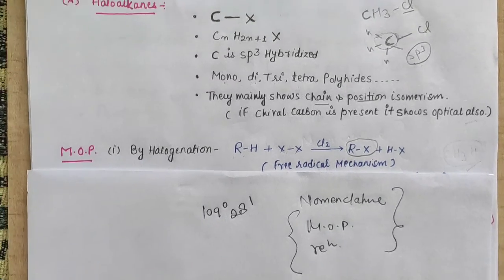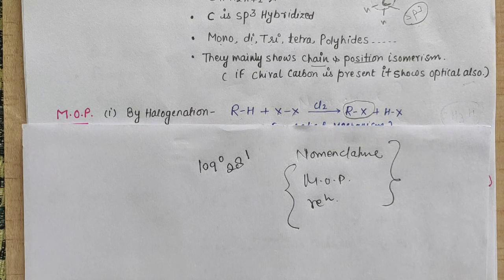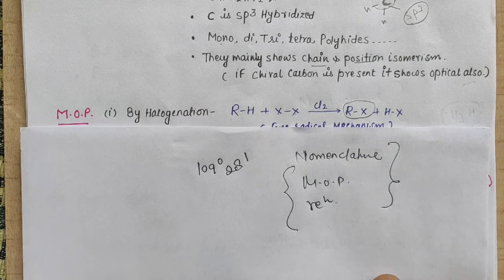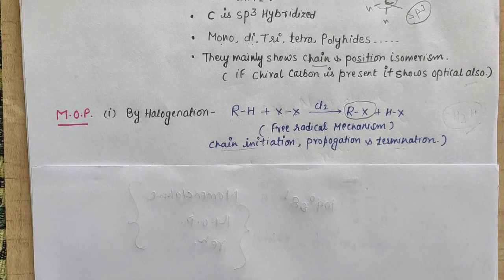Okay students, now come on to the methods of preparation. Let's note one thing: I am not going into the IUPAC nomenclature. Separately I will provide a video on IUPAC nomenclature of organic compounds, in which all categories will come: alkane, alkene, alkyne, alcohol, aldehyde, ketone, carboxylic acid, amide, anhydride. Everything we will cover in IUPAC nomenclature, so a separate video will come on it. So I am going to discuss the method of preparation.